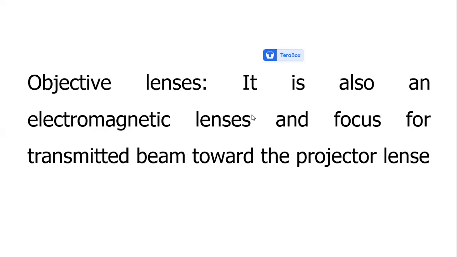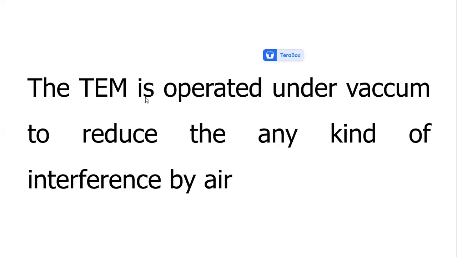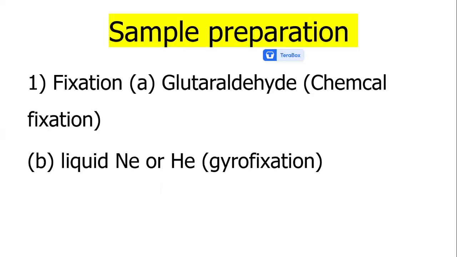Objective lens: it is also an electromagnetic lens and focuses the transmitted beam toward the projector lens. Projector lens: it magnifies the transmitted beam coming from the fluorescence screen or charge-coupled detector, which sends the data to the CPU. The TEM is operated under vacuum to reduce any kind of interference by air.